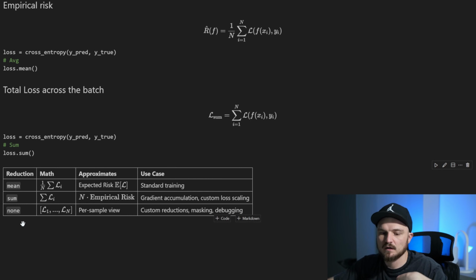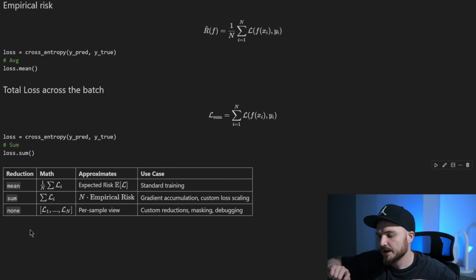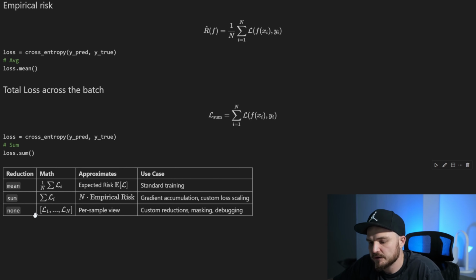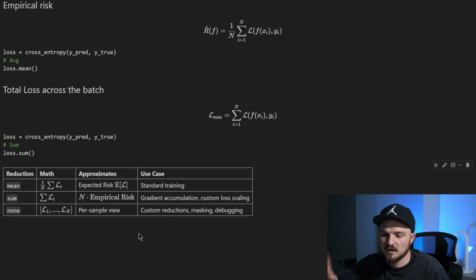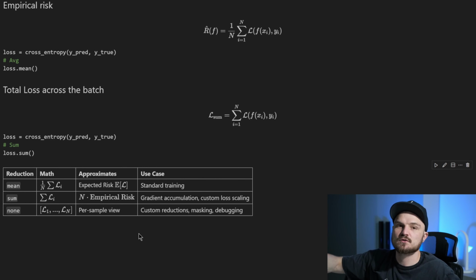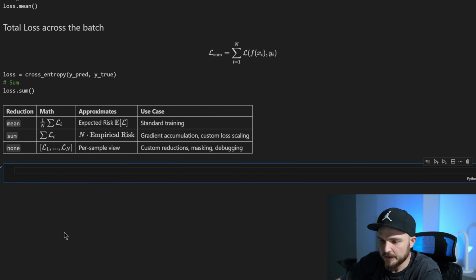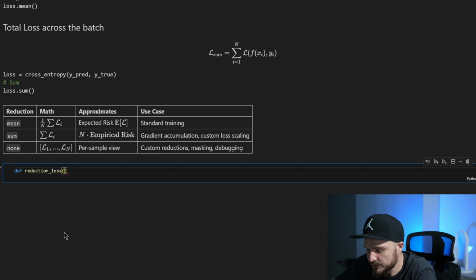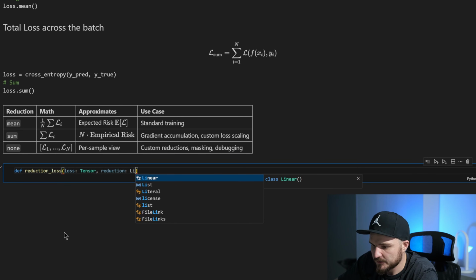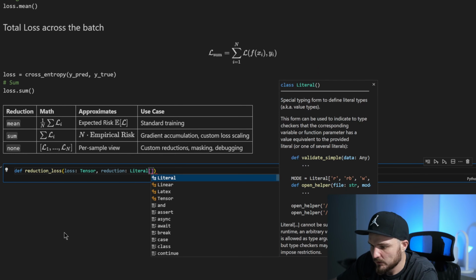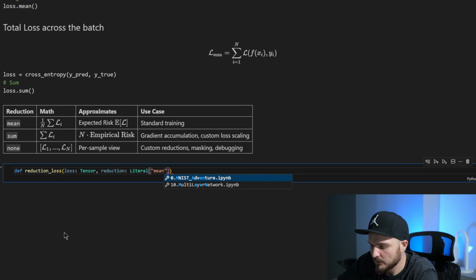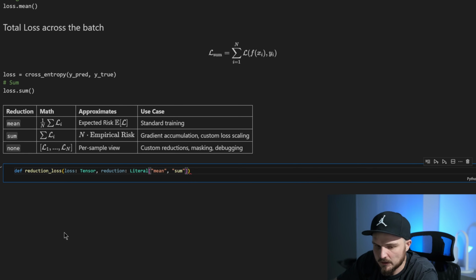For example, if you want to apply a custom reduction strategy, or you need the individual losses for debugging or masking, you can use none, and it returns each sample's loss individually. Okay, now let's define the reduction for the loss. We receive the loss as the tensor class, and we have the reduction parameter as a literal, and we use mean, sum, and none.